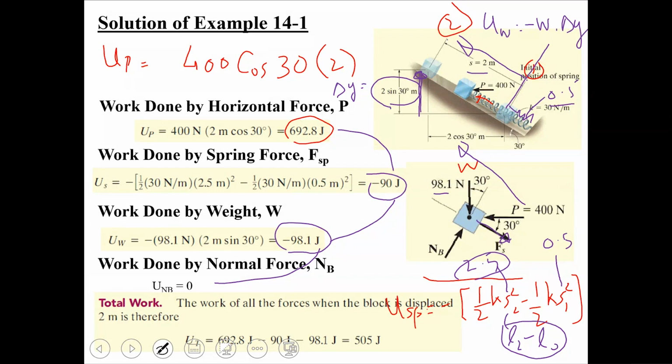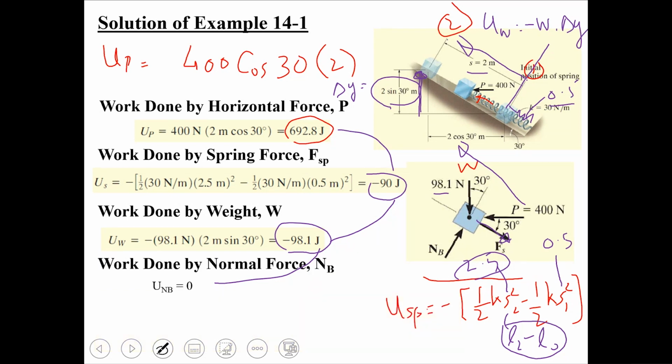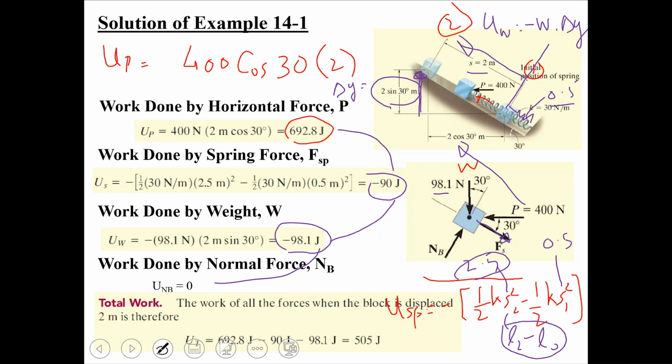So this is how you can calculate the work done due to various forces being involved here. Now just a little change. Okay, if the surface is not going to be a smooth surface, then what should be the direction of force of friction then?